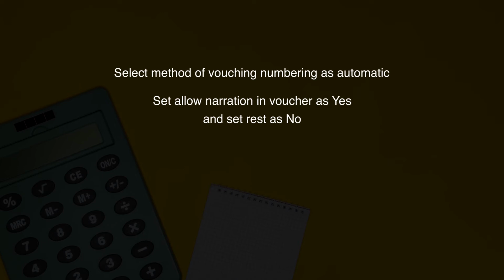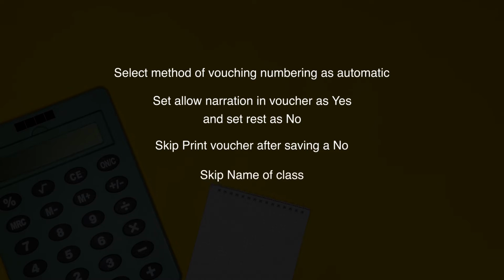Set allow narrations in voucher as yes. If you want to write the narrations, put that option as yes. Otherwise, you can skip and set that option as no. Set all the rest of the options as no, like print voucher after saving, no. If you want to skip the name of the class, you can skip that too. Ultimately, it will ask you in the end to accept it. Accept it and the voucher will be created. We have successfully created the petty cash voucher type.